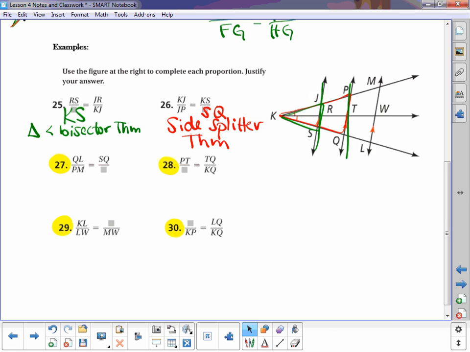So again, I want you working on 27 through 30. You're going to fill in that gray box as well as what theorem or corollary or postulate you used for that. And feel free to work with those around you.